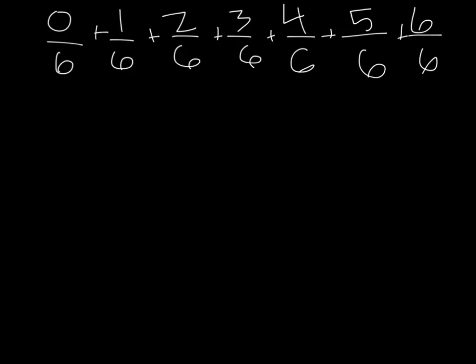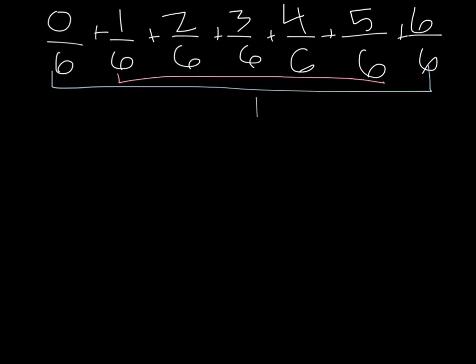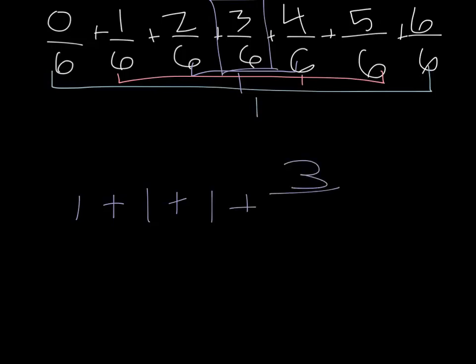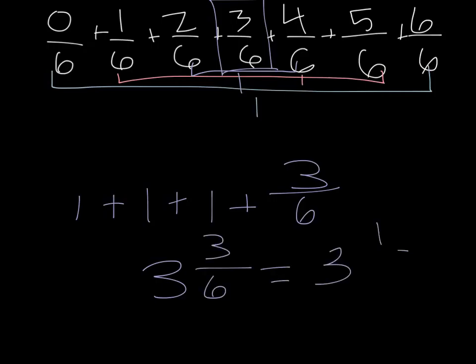Once again, we're going to start by combining 0/6 and 6/6 to get 1 whole. We'll combine 1/6 and 5/6 to get 1 whole. We will combine 2/6 and 4/6 to get 1 whole. And we are left with 3/6. So when we add them together, we get 3 and 3/6, or 3 and 1/2.